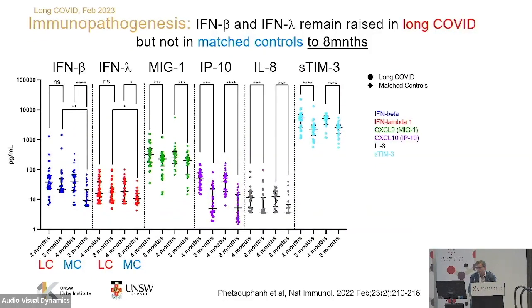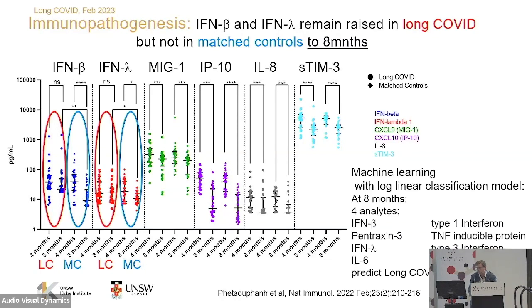By 8 months, most of the cytokines had returned to normal, but interferon beta, a type 1 interferon, and interferon lambda, a type 3 interferon, were still raised in the long COVIDs, but were not raised in the matched controls. And as I said, all the others had returned to baseline at this stage.